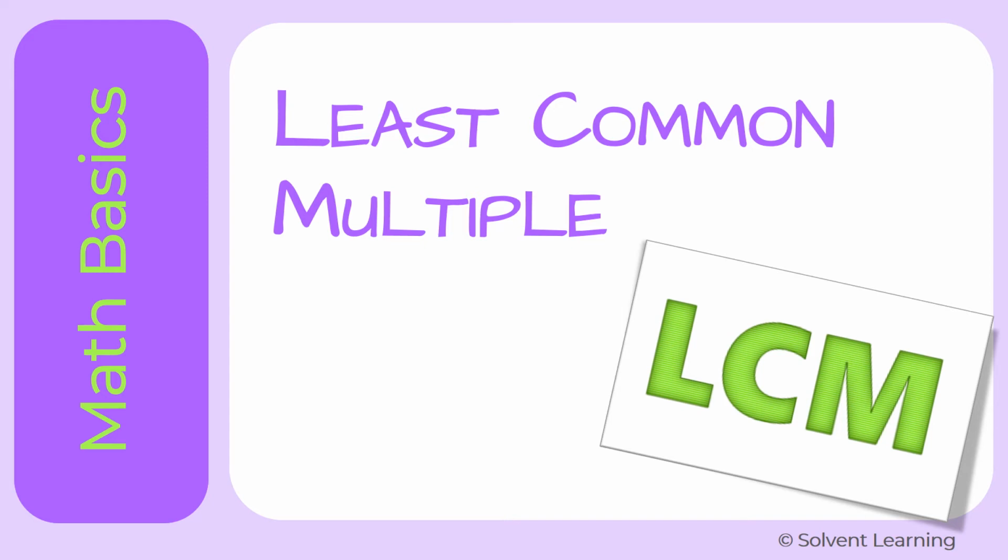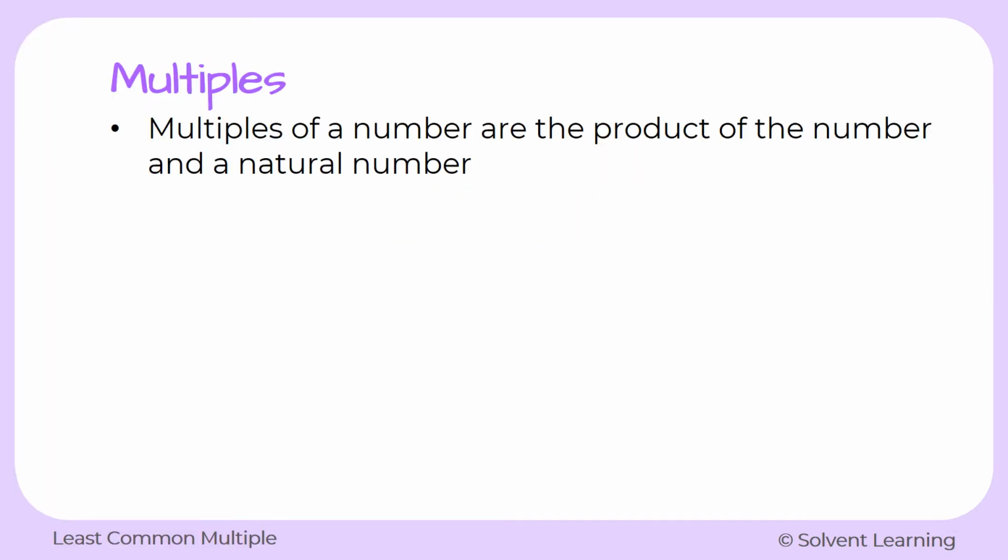In this lesson, we're going to find the least common multiple between two numbers. So what is a multiple? Multiples of a number are the product of the number and a natural number. Now remember, the natural numbers are our counting numbers: 1, 2, 3, 4, and so on.